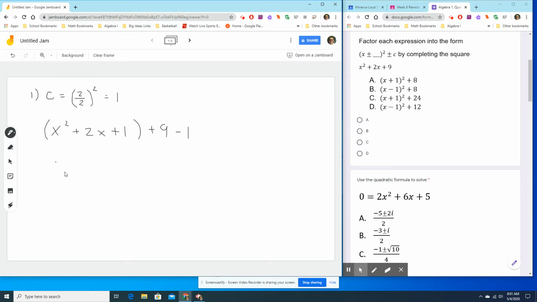So the square root of that is x, the square root of that is 1. Add a positive between them. And so we don't even need to throw that equals 0 in here anymore. So plus 8. And there is your vertex form. Okay. Alright, continuing on.